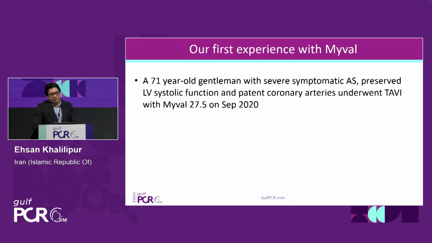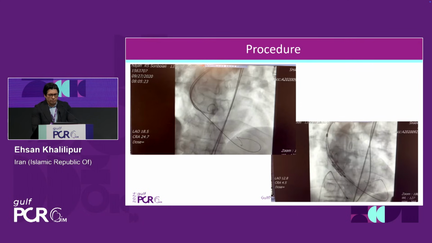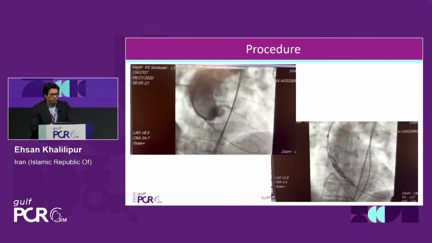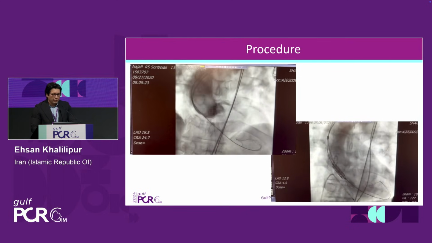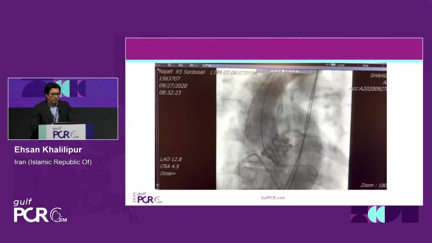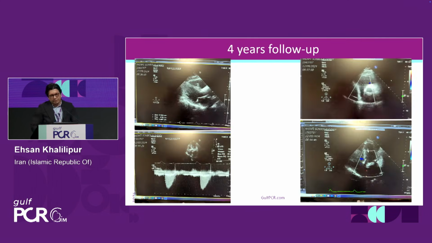The first case was a severe symptomatic AS, a 71-year-old gentleman with preserved LV systolic function. I just cropped the images from the first patient, which show the date of September 2020. We implanted a 27.5 valve, and that was the final result. Four years later, 2 months ago, the patient came into the clinic, and this is the follow-up data: no regurgitation, mean gradient of 16, and the patient was doing well.